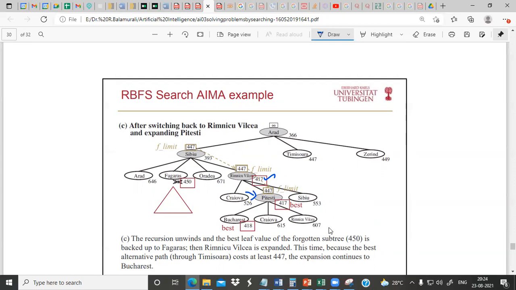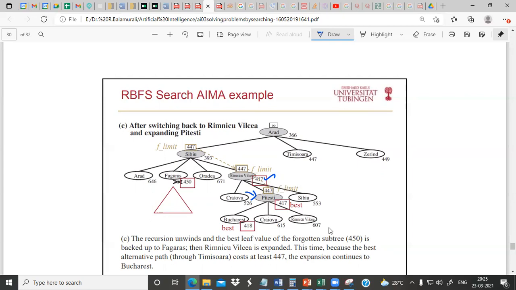So before expanding Pitesti, we should add f limit for Pitesti. What is the f limit for Pitesti? The next best cost available. So the next best cost is this only, 447. So that is coming here as the f limit. Now when you explore Pitesti, you get all these things: Bucharest at the cost of 418, Craiova and Rimnicu Vilcea.